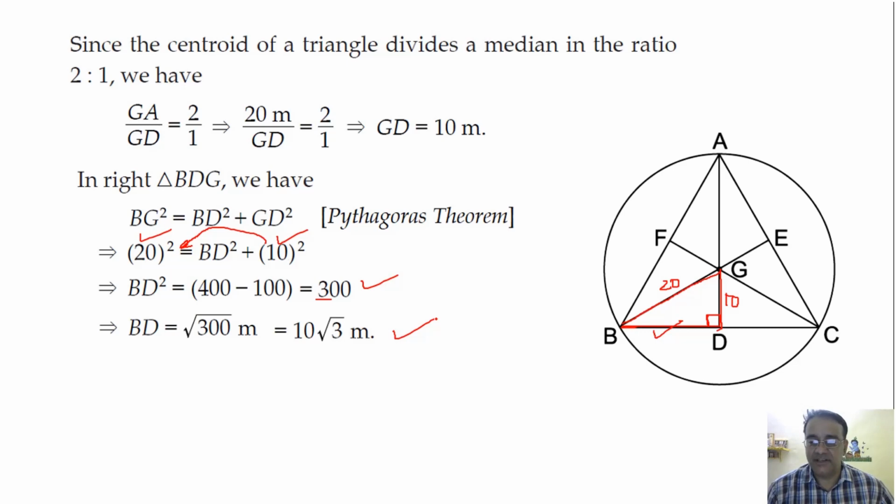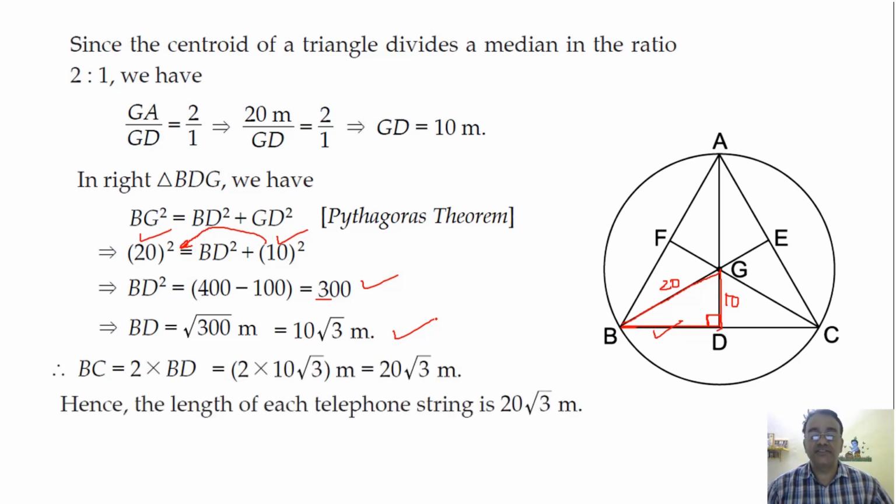Perpendicular drawn from center to chord bisects the chord. So BC will be 2 times of BD, right? So 20√3 meter. Hence the length of each telephone string is 20√3 meter. Any doubt here? No, sir.